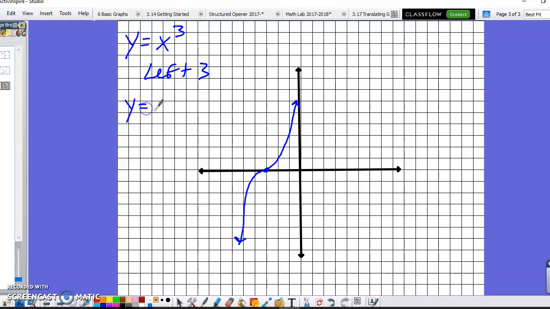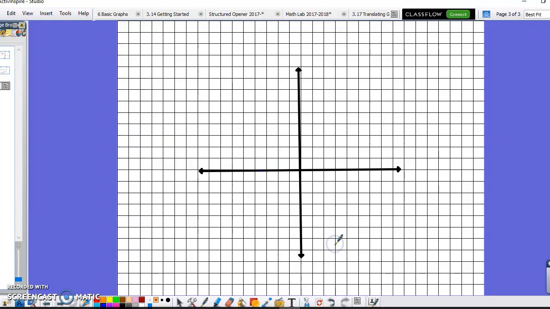Okay, so I know that that's going to be a horizontal translation. The number is going to be in here with the x, and it's going to move opposite direction of the sign. So I'm going to do x plus 3 cubed. And that's the equation of my graph.